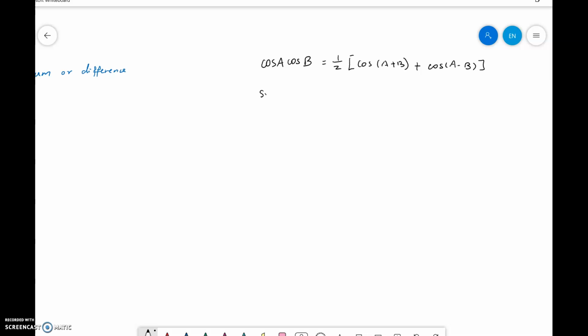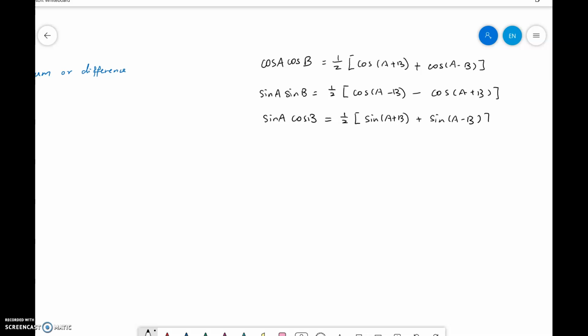The second one we have is sine of A times sine of B is equal to 1/2 of cosine of A minus B minus cosine of A plus B. Next one, sine of A cosine of B equals 1/2 of sine of A plus B plus sine of A minus B. Last one, cosine of A sine of B equals 1/2 of sine of A plus B minus sine of A minus B.